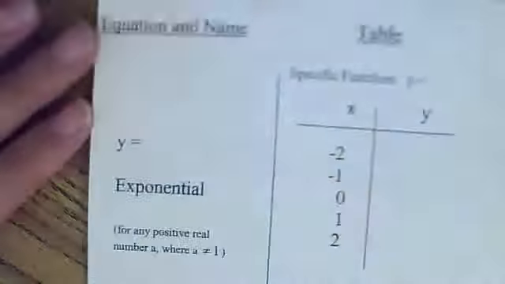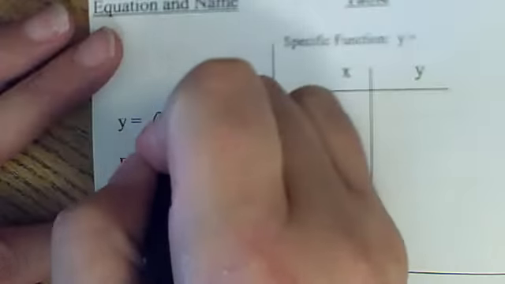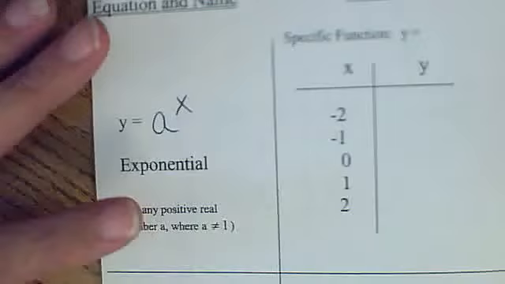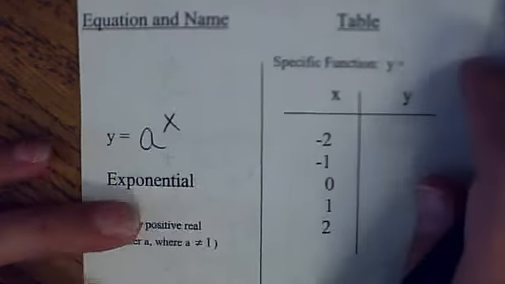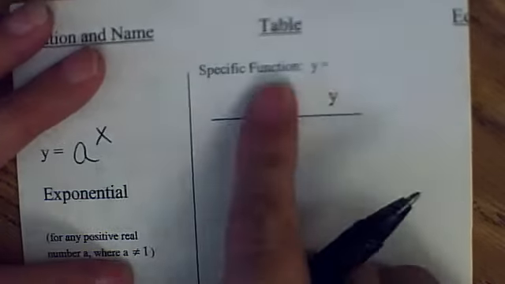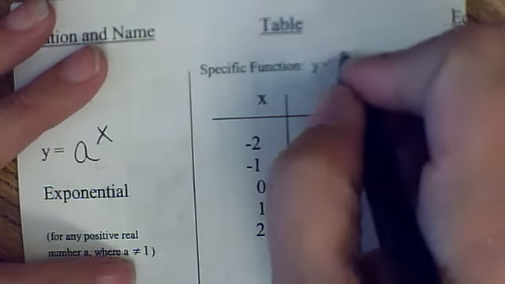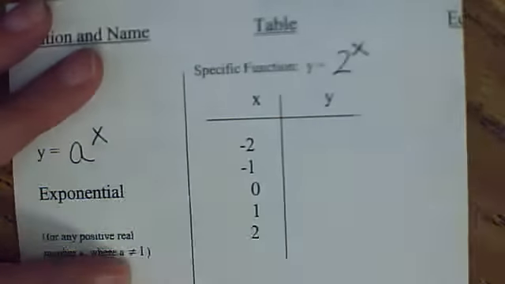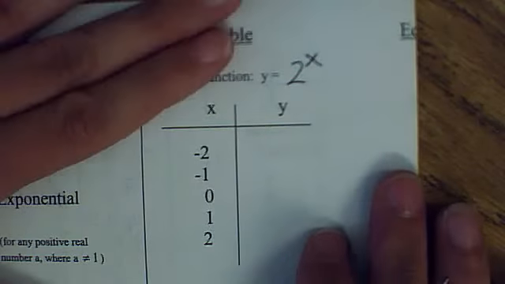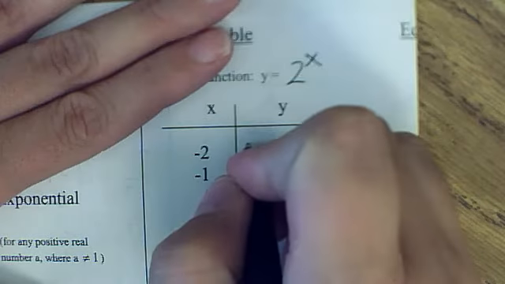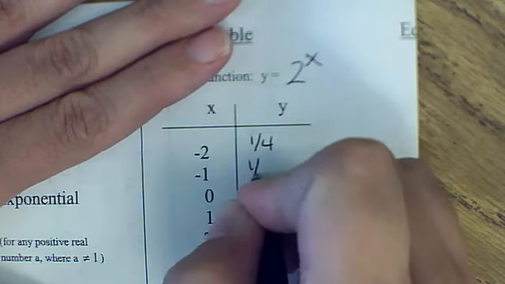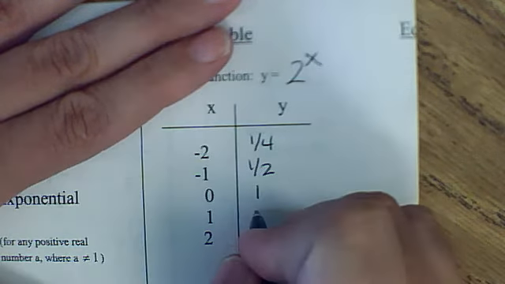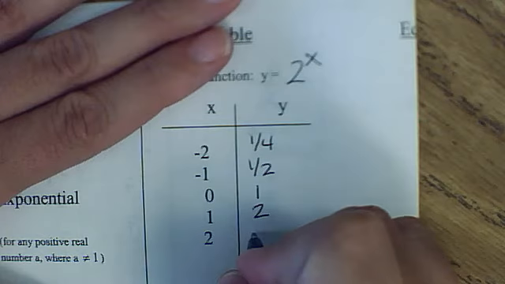Okay, next one is exponential. The exponential parent function is y equals a to the x. But if we leave it as a to the x, then we can't graph that. We don't have any numbers. So we graph a specific function. We graph y equals 2 to the x. That's going to be our parent function. So 2 to the negative 2 is 1/4. 2 to the negative 1 is 1/2. 2 to the 0 is 1. 2 to the 1 is 2. 2 to the 2 is 4.